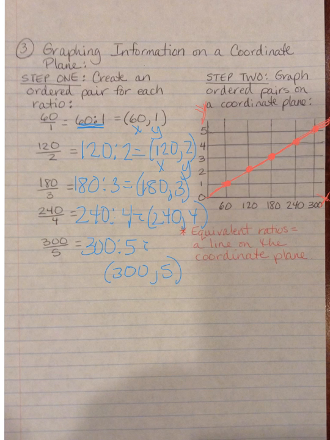So I can even use decimals and fractions, and we'll talk about that a little bit more in class, but I can graph like 1.5 and I can find the x coordinate. I can graph 2.5, 3.5, basically any decimal or fraction. But if it's an equivalent ratio to 60 to 1, it's going to show up somewhere on that line that I've already drawn.